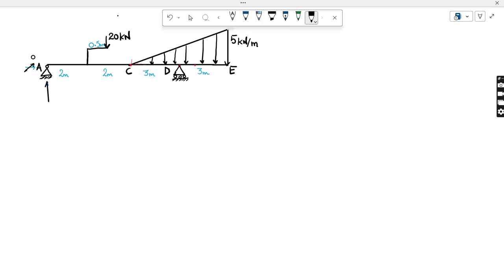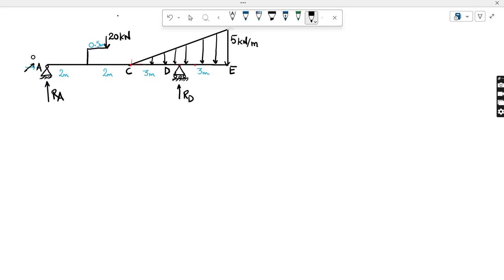So I am going to write here only one vertical reaction at A, that I am going to write as RA, and at D point, this is a roller support, and in case of roller support, there will only be one vertical reaction, and I am writing here RD.